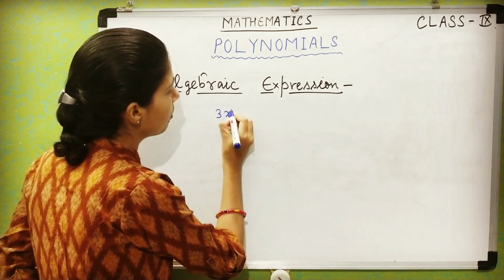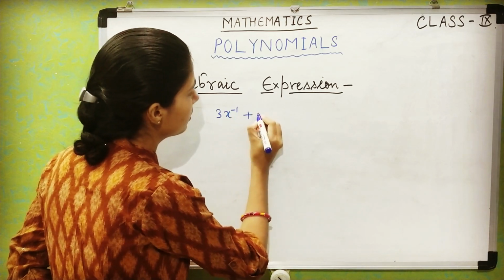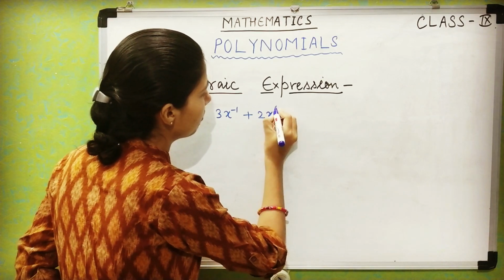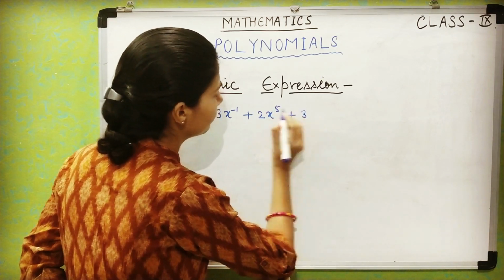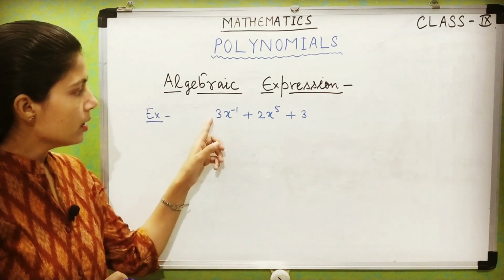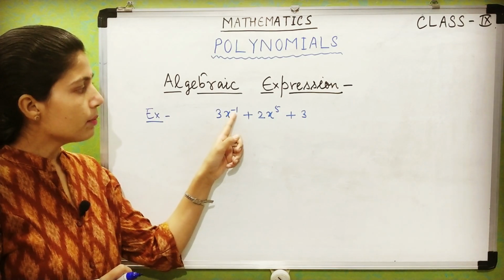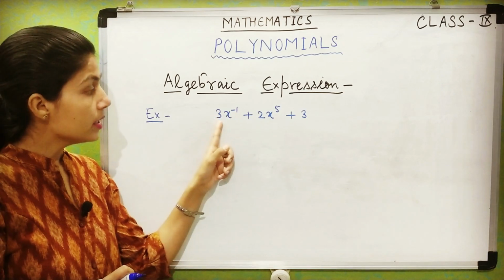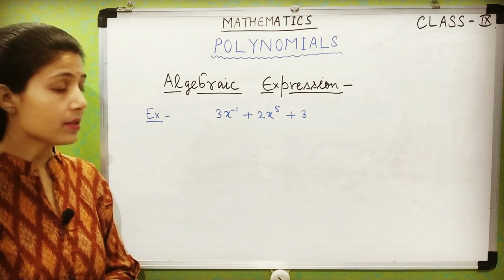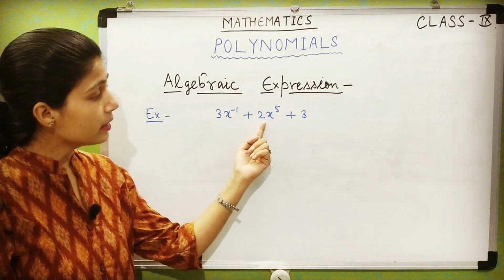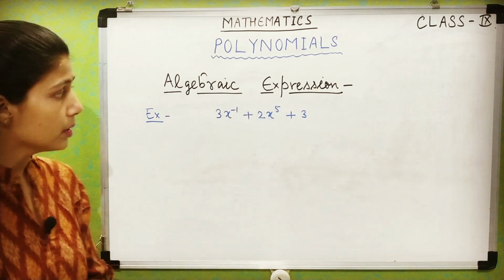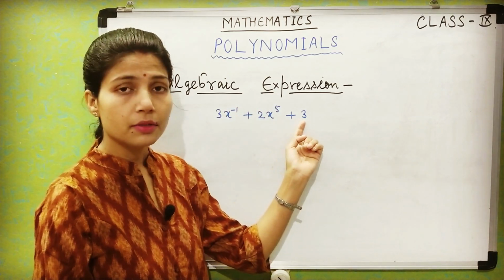3x raised to power minus 1 plus 2x raised to power 5 plus 3. Okay. Now see this example. Here, 3x raised to power minus 1. 3 is a constant, x is a variable and minus 1 is a rational number. Okay. Now in the second term, 2 is a constant, x is a variable and 5 is again a rational number. In the third term there is only 3.